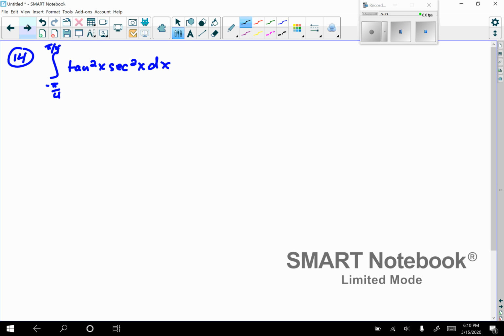All right, let's take a look at the book problems here. Starting with 14, we need to evaluate this integral using u substitution. So I'm going to go ahead and let u equal just tangent x. The reason why is because if u is just tangent x, when we go to find the derivative, we'll get secant squared x, which will divide out with the secant squared x that's over here. So then solving for dx, we get du over secant squared x. And we'll go ahead and substitute that in.